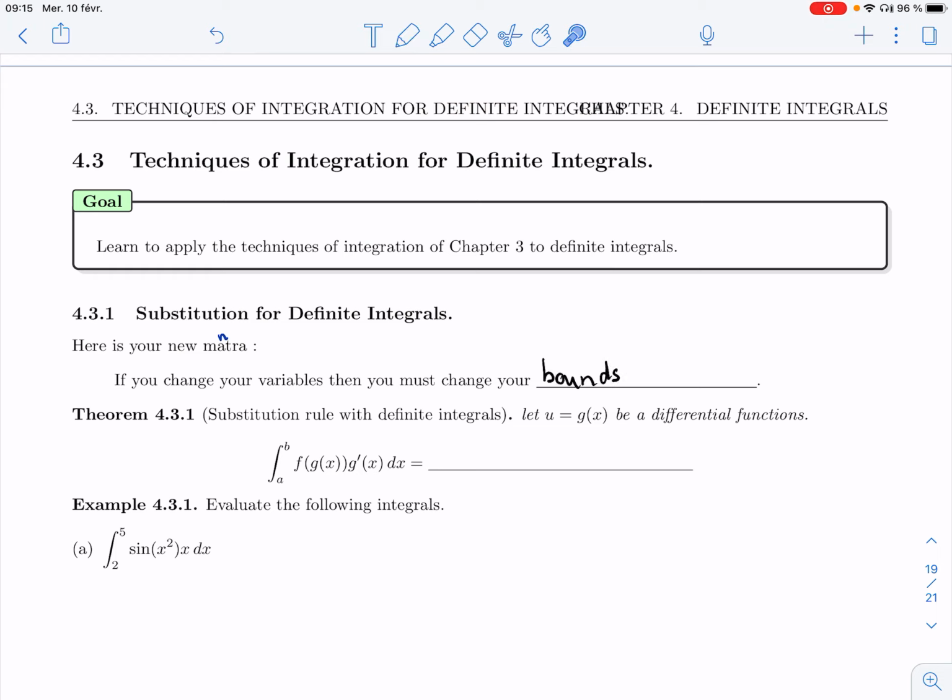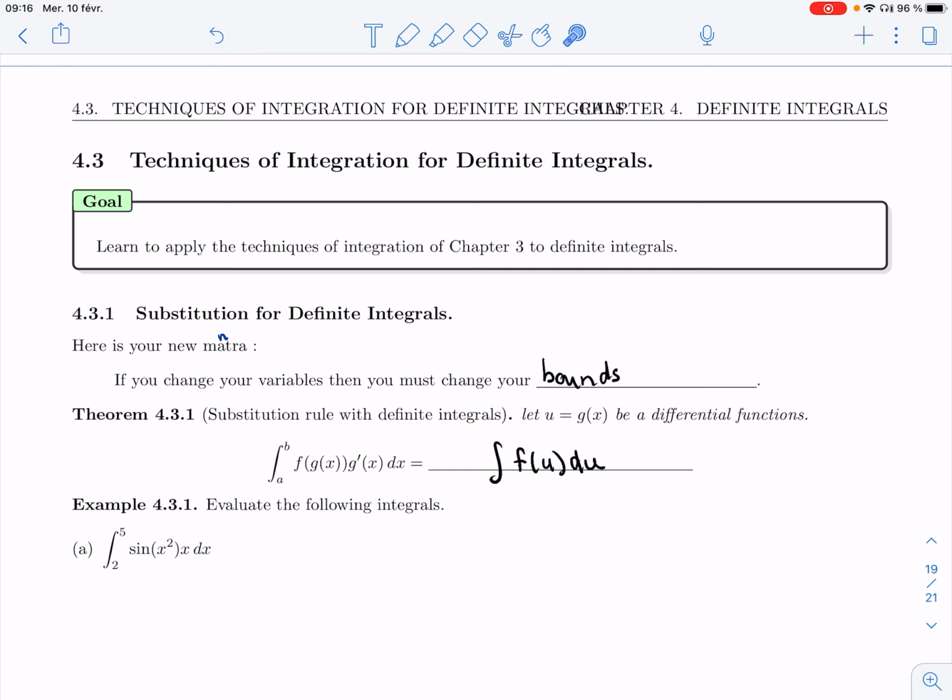All right, so let's see what this means for substitution. Substitution rule with definite integrals. Let g be a differentiable function. Then the integral of f of g of x, g prime of x, we saw that that was f of u du, right? That's what we did in the entire substitution section. Now, the only thing we have to know is what are the bounds? Are they still a and b?